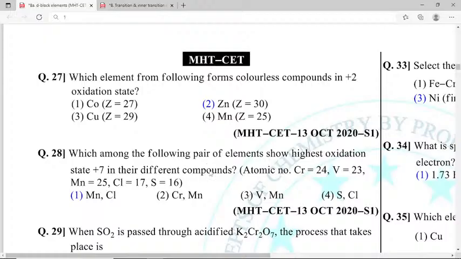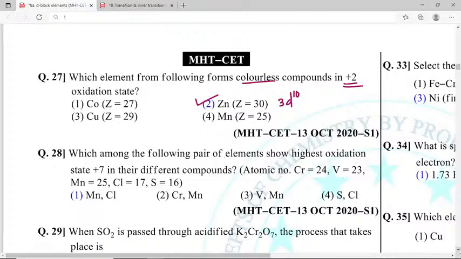Which element from the following forms a colorless compound in +2 oxidation state? Zinc. Zinc as +2 is 3d10, no unpaired electron, so it is colorless.